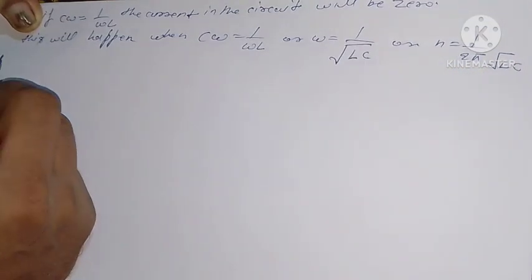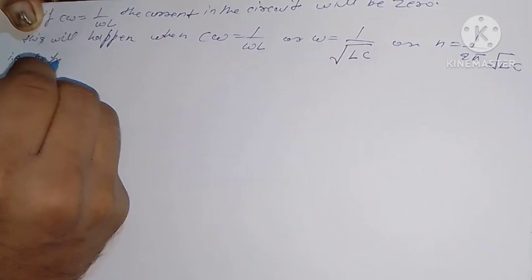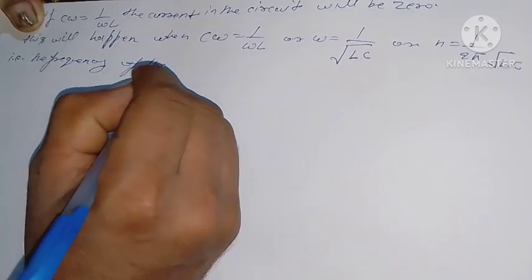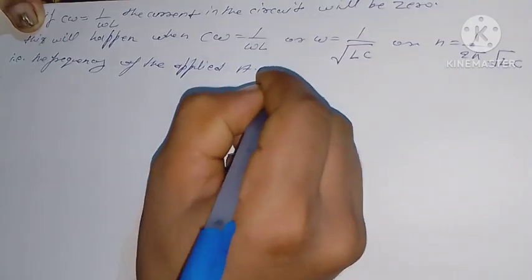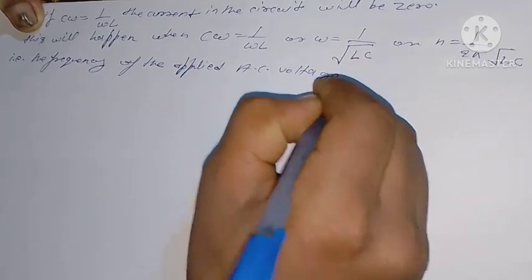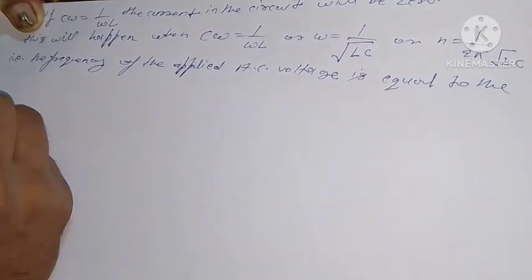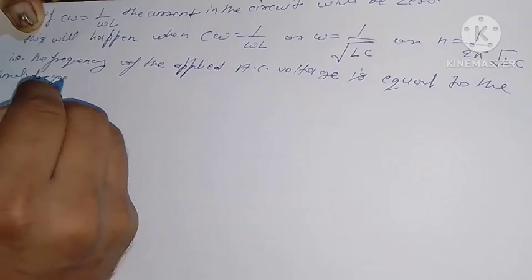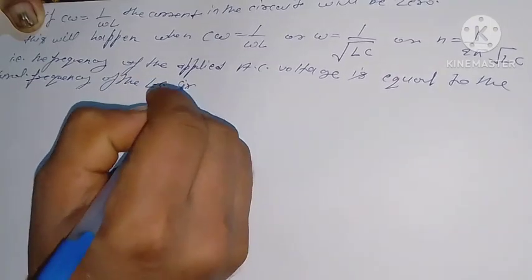That is, the frequency of the applied AC voltage is equal to the natural frequency of the LC circuit.